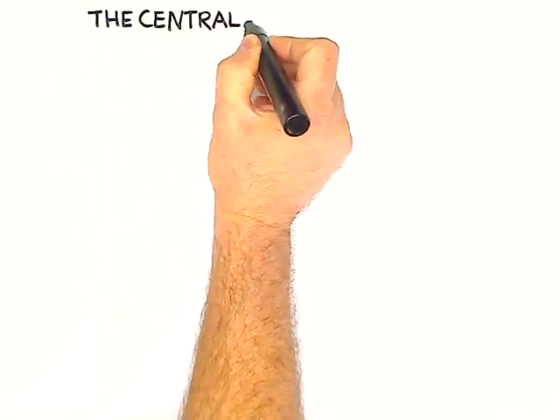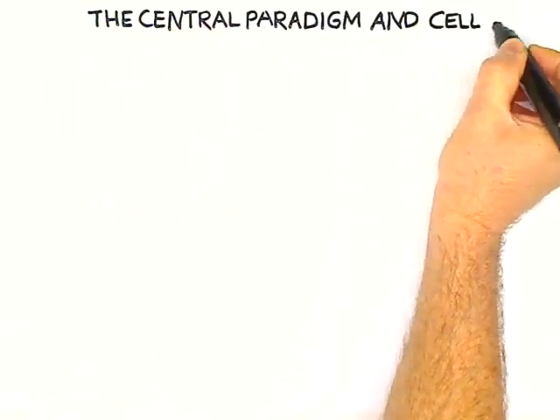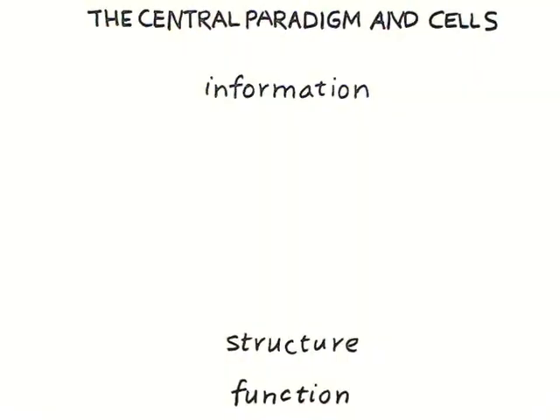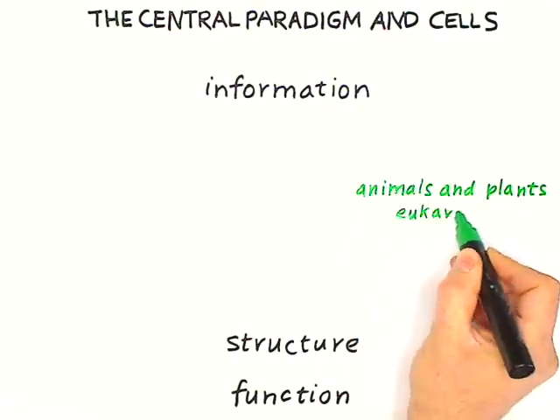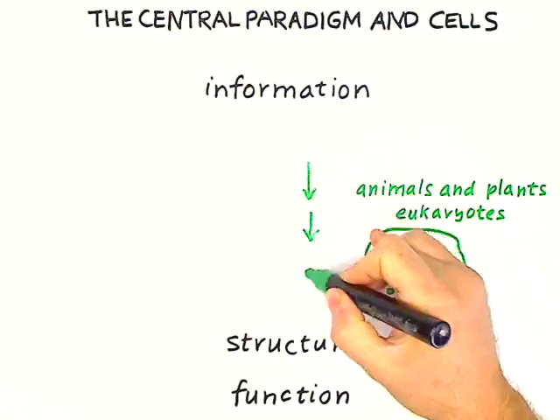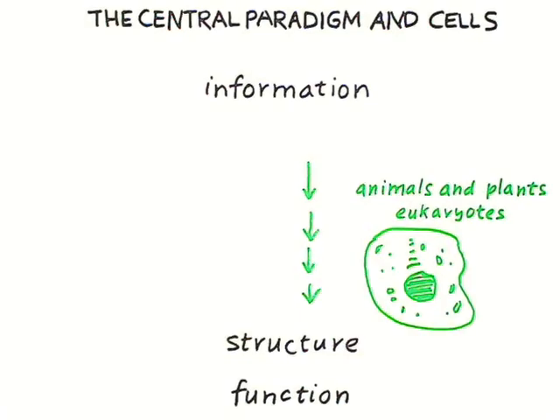Just like pizza making, which takes place in a pizzeria, the central paradigm takes place in cells. There are two major classes of cells that fundamentally differ in the way they implement the central paradigm. Animal and plant cells, also known as eukaryotes, carry out gene expression in discrete steps that take place in different cell compartments.